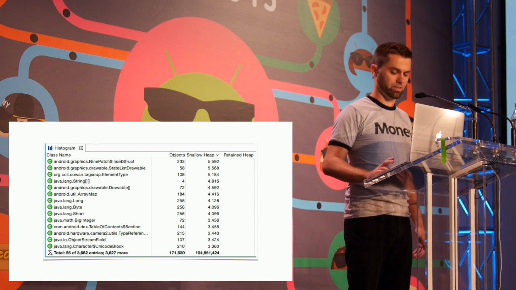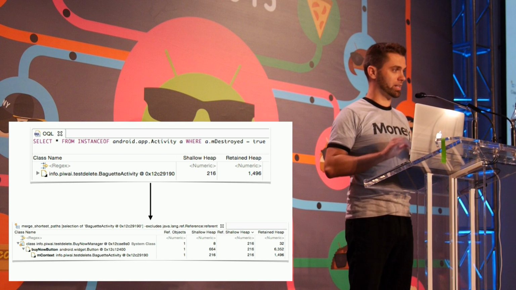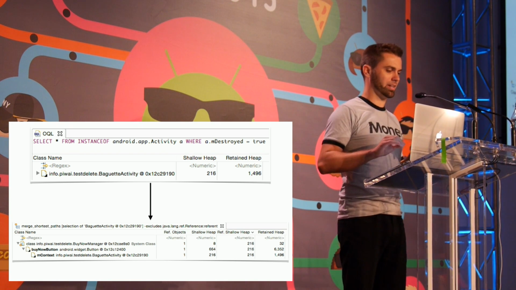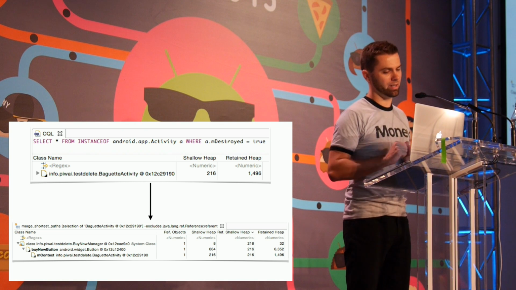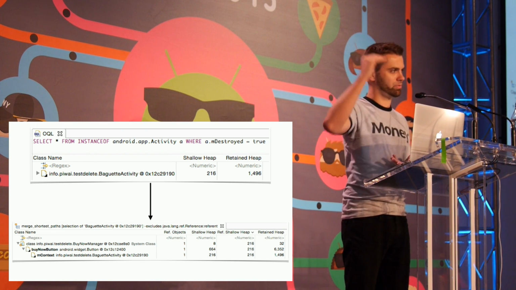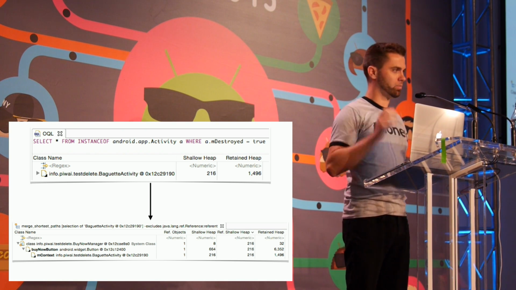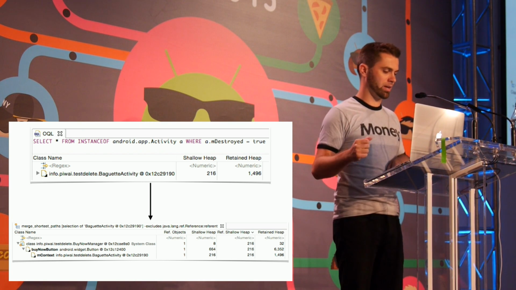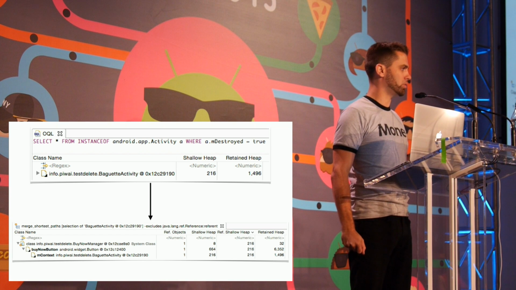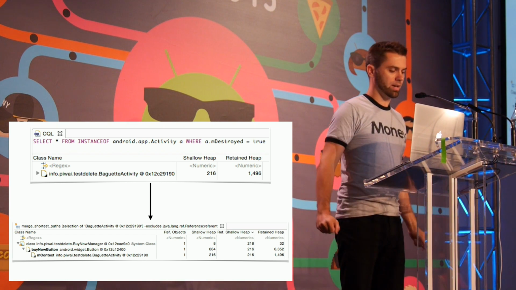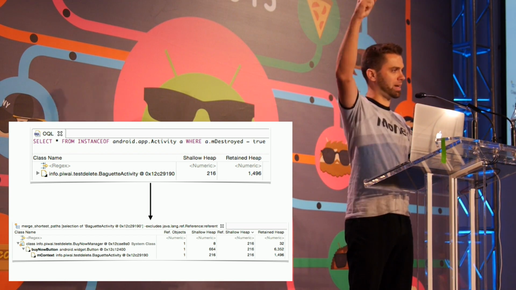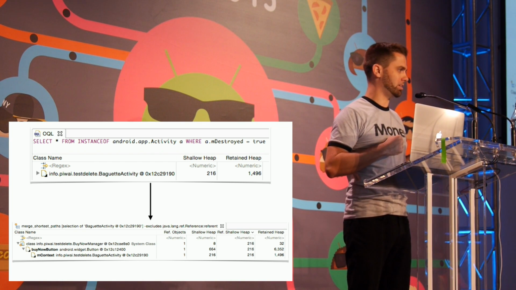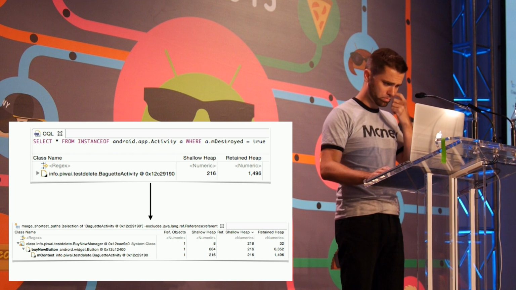Well, it has a query language, so you can actually write something that looks like SQL. It's called OQL, and you can say, give me all the instances of activity where destroyed is true, and it gives you all the instances. And then once you have found the leaking activities, you can do something called compute the shortest path to the GC roots. And it will find the backward path to the objects that are preventing your activity from being garbage collected.